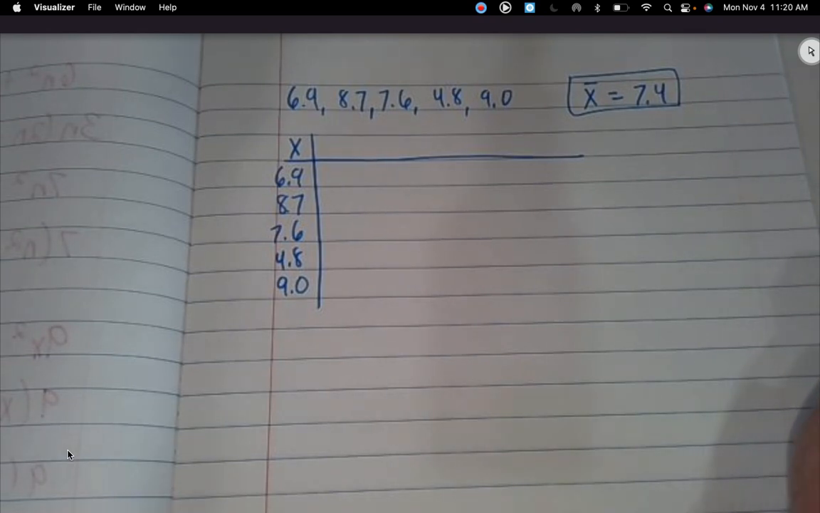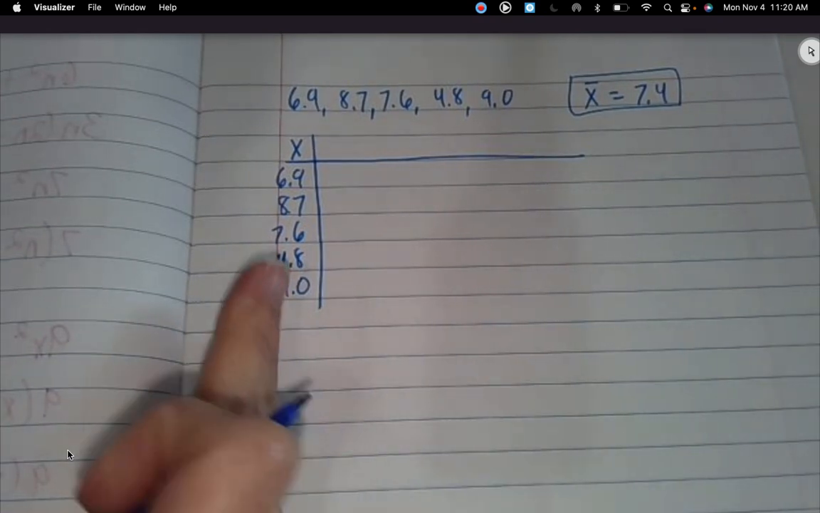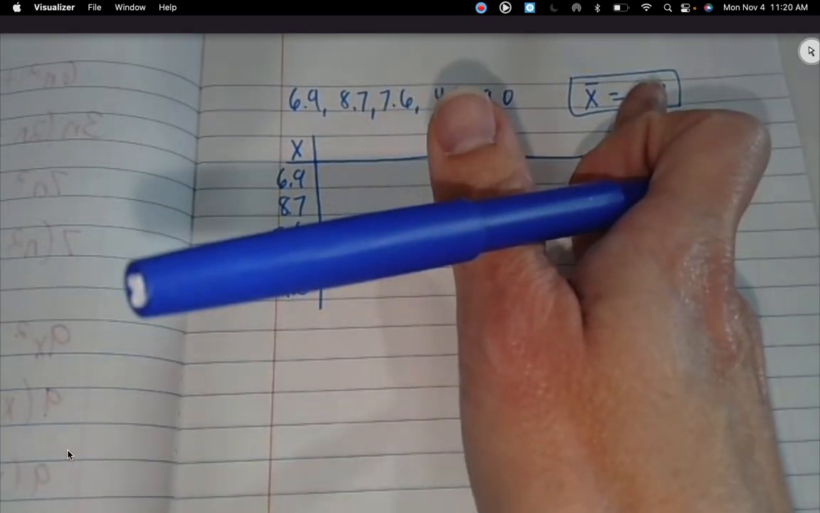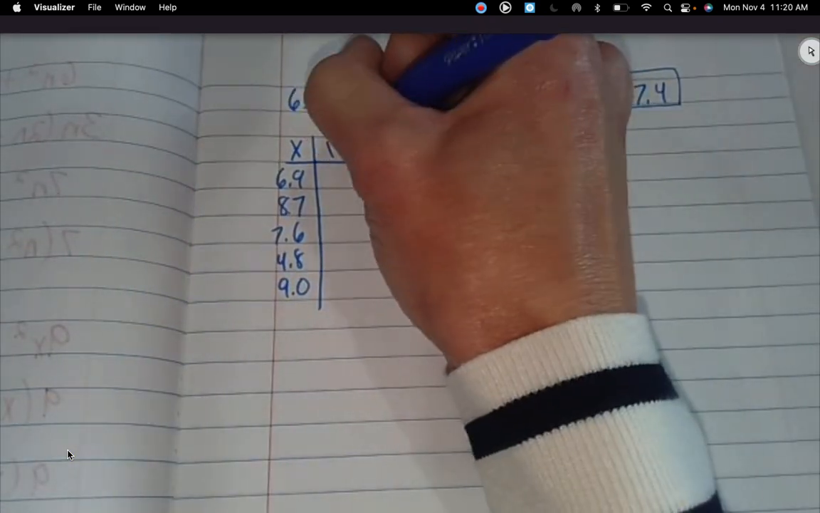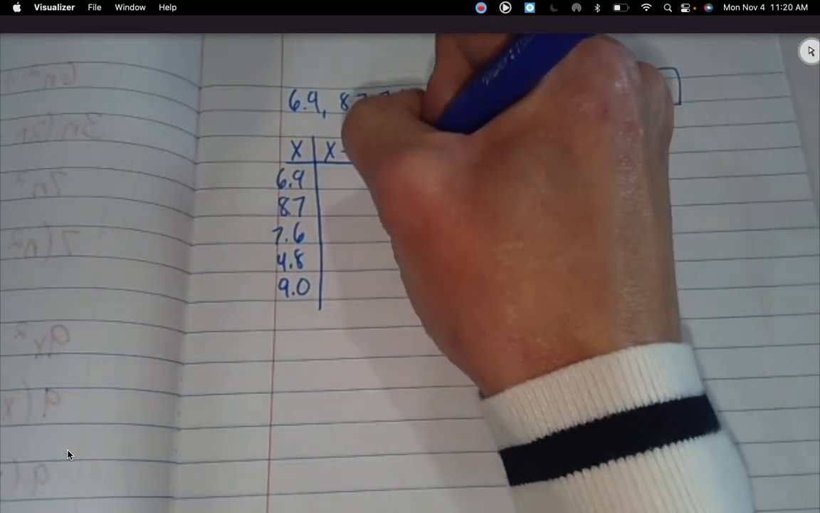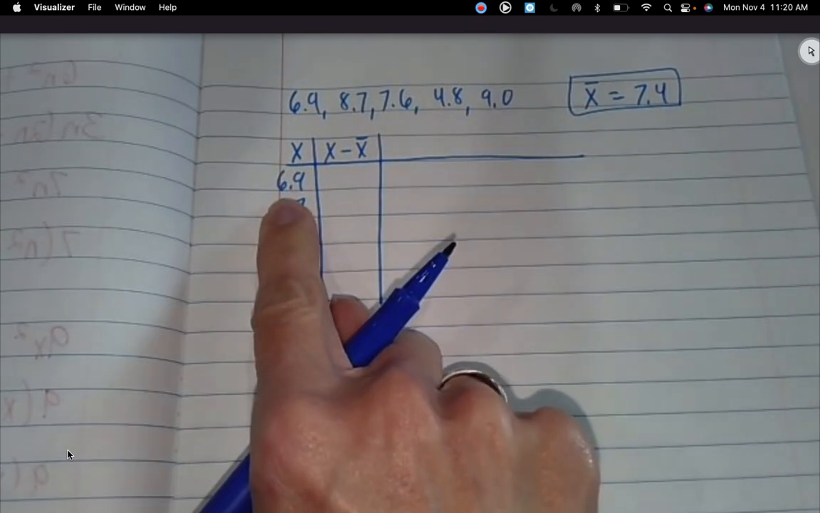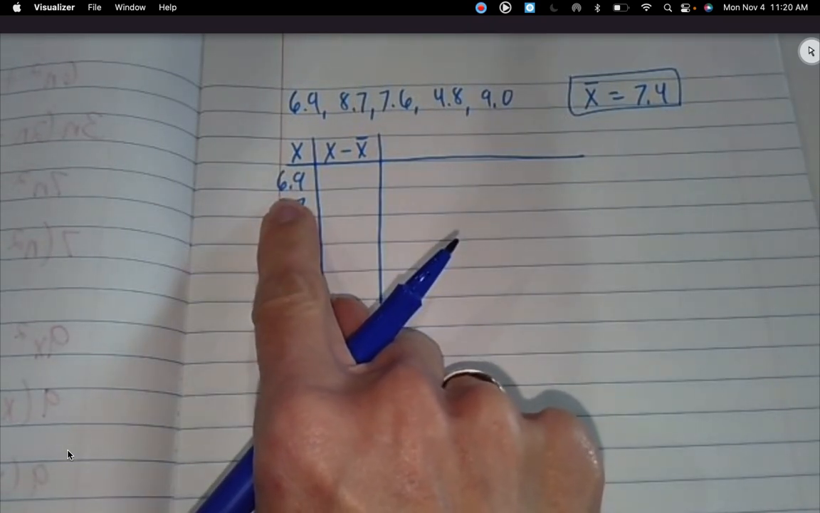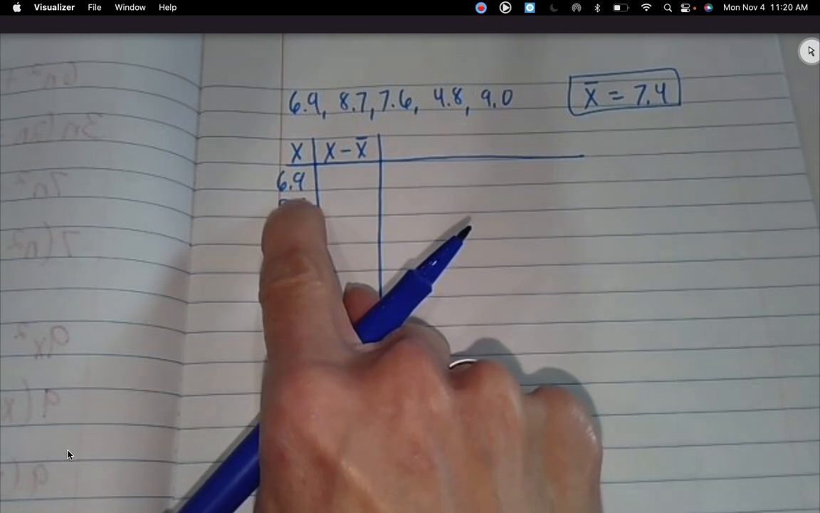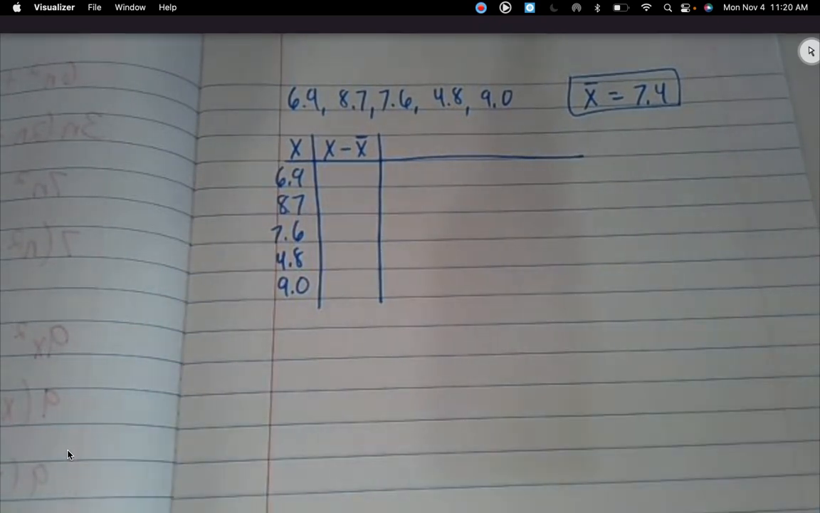And then, what comes next? What do I do with these numbers and that average? We subtract them. I'm just going to, in my calculator, and again, it's okay if it's negative. I'm going to do this number minus this one. I told you all we're doing is adding, subtracting or multiplying today. 6.9 minus 7.4.